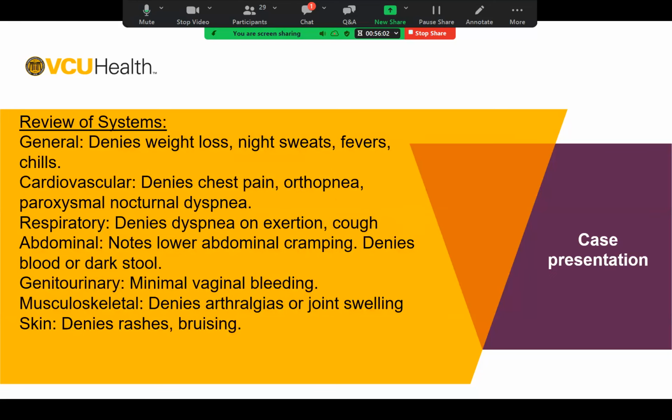And generally, on review of systems, she denies any weight loss, any night sweats, fevers, or chills, denied any chest pain or orthopnea, PND. She did not have any dyspnea on exertion or cough. She had some lower abdominal cramping, but denied any blood or dark stool. She had minimal vaginal bleeding, but did deny arthralgias or joint swelling, and she did not have any rashes or bruising.